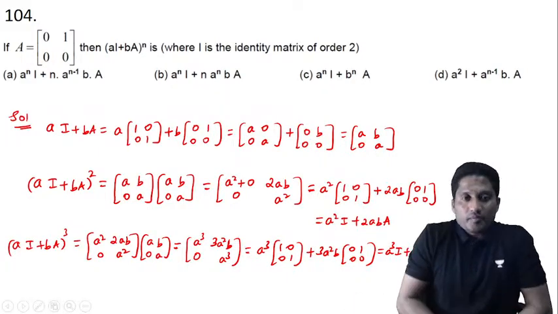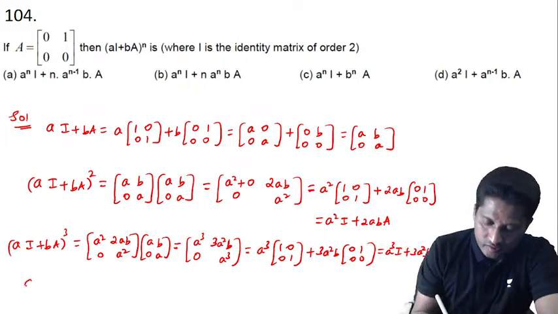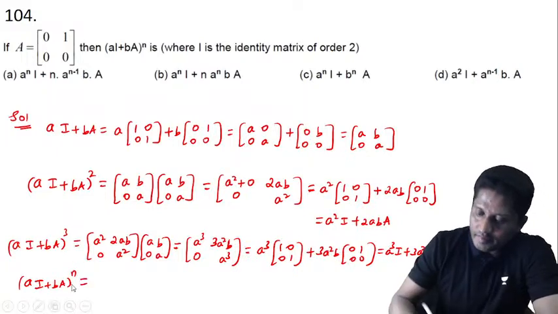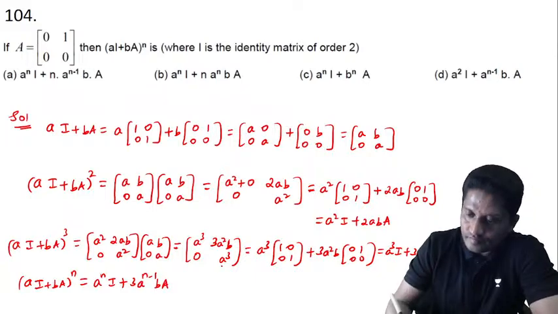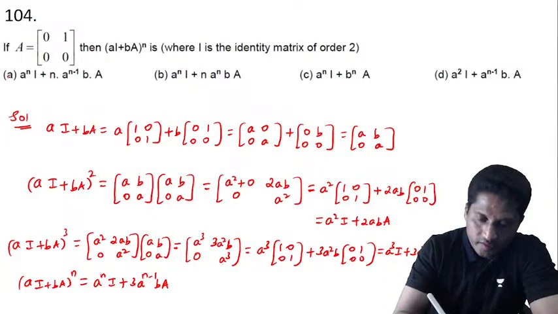Like this, if I write up to power n, based on the observation, (AI + BA) whole power n would equal A to the power of n into I plus 3 into A to the power of n minus 1 into B into A. Right, answer is option A only.